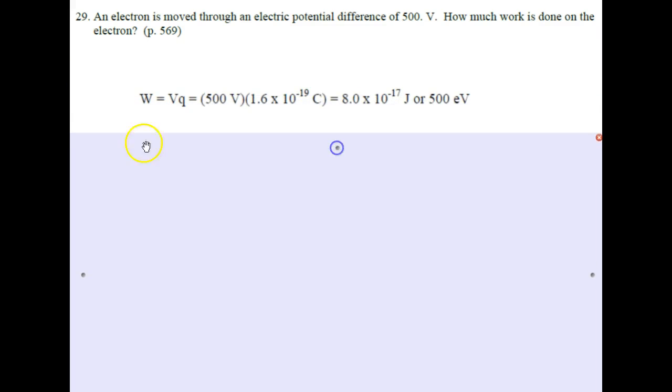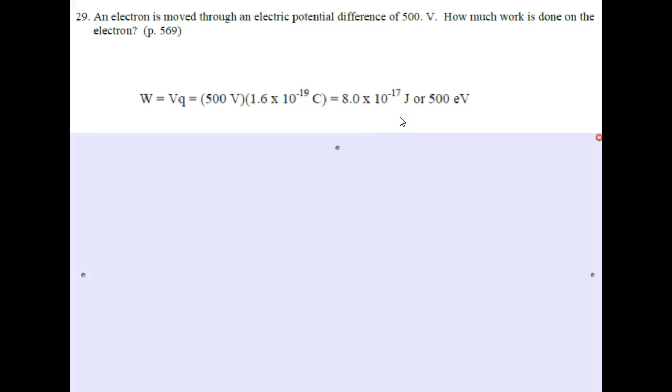And number 29, an electron is moved through an electric potential difference of 500 volts. How much work is done on the electron? Again, same equation, V equals W divided by Q. So W would be V times Q. 500 volts times the charge of 1 electron, which is 1.60 times 10 to the negative 19 coulombs. When we multiply those, we get 8 times 10 to the negative 17 joules.